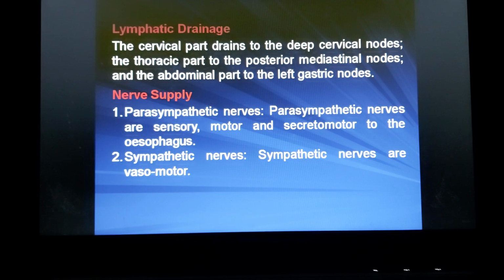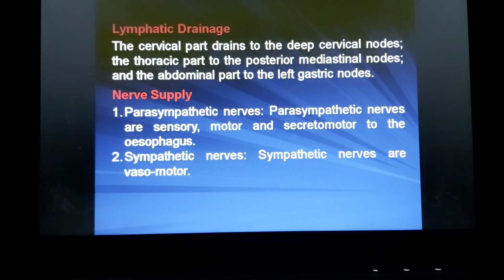Coming to the lymphatic drainage, the cervical part drains into the deep cervical group of lymph nodes. The thoracic part drains into the posterior mediastinal nodes. The abdominal part drains into the left gastric nodes.